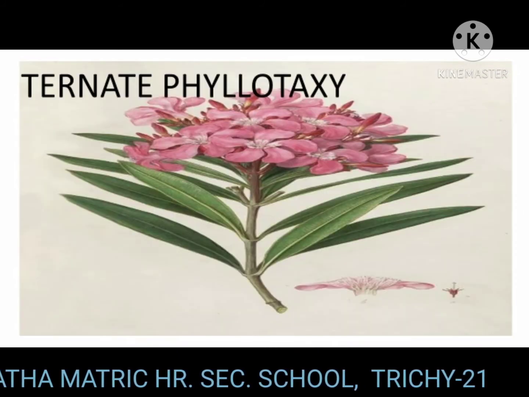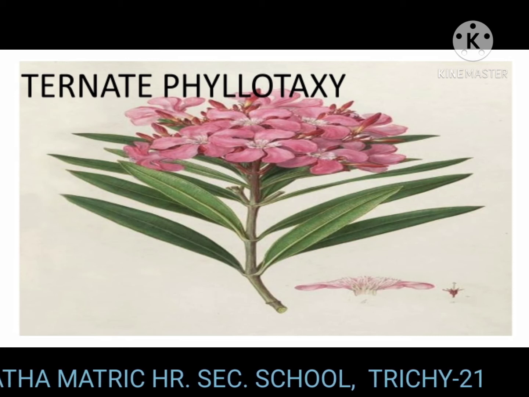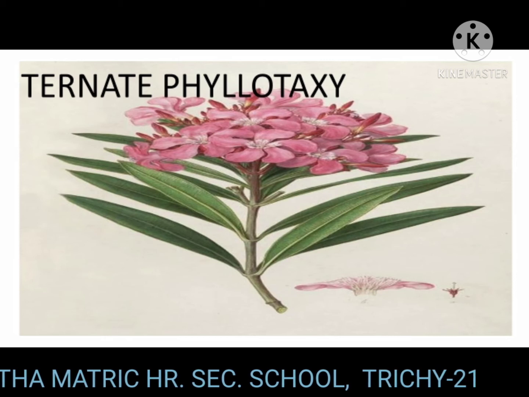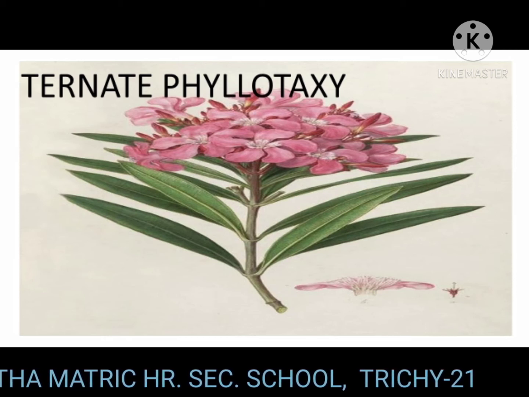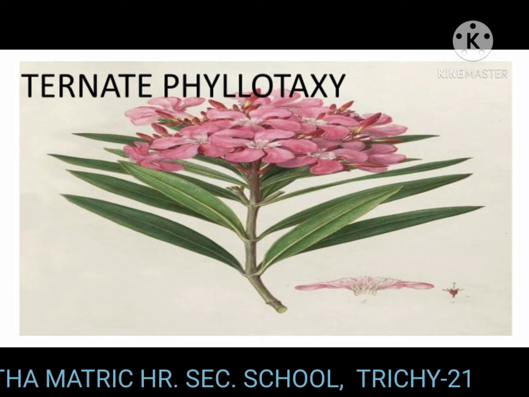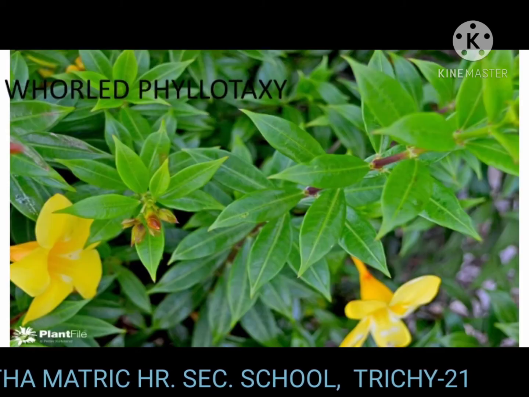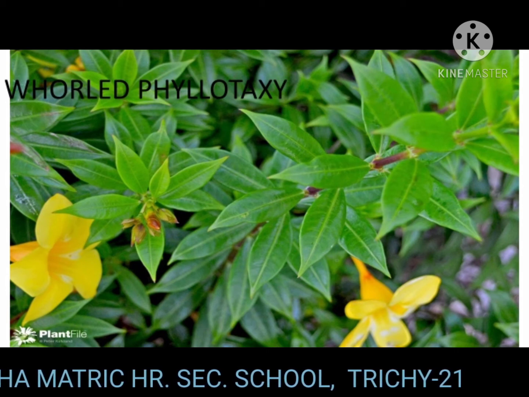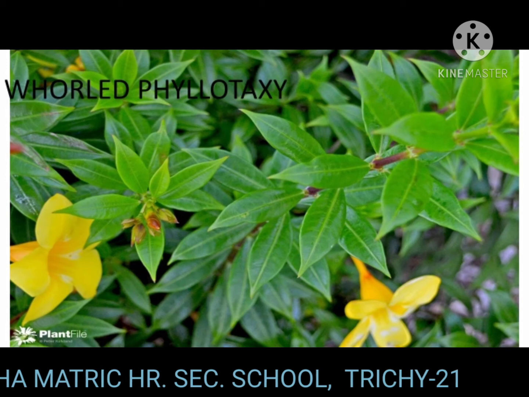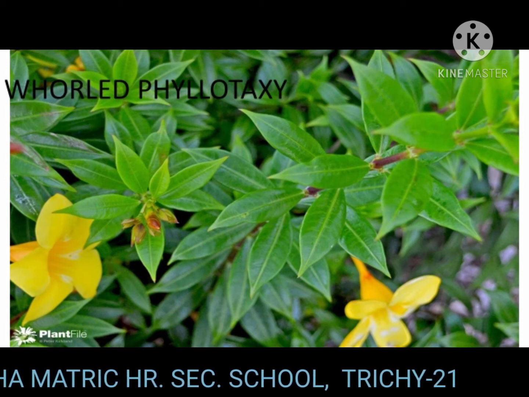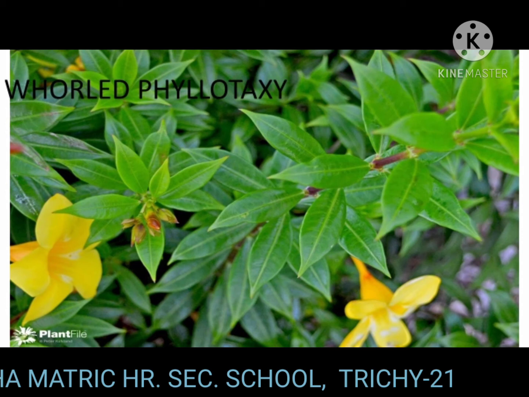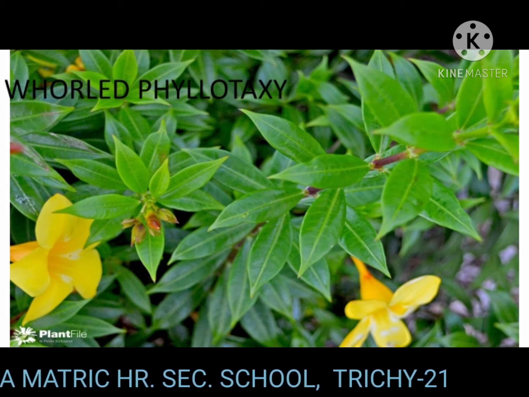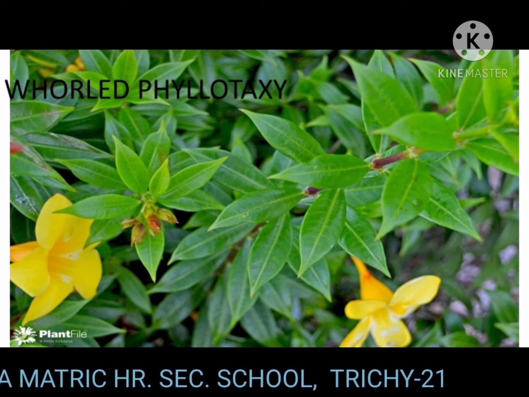Ternate PHYLLOTAXY. In this type, there are three leaves attached at each node. Example, Nerium. Whorled or verticillate type of PHYLLOTAXY. In this type, more than three leaves are present in a whorl at each node, forming a circle or whorl. Example, Almond.